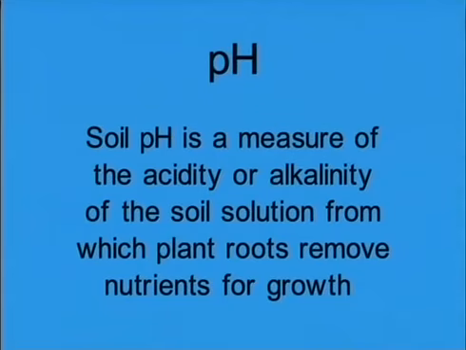On the bottom of page 24, under soil pH, it tells us that pH is a measure of acidity or alkalinity in the soil from which plant roots remove nutrients for growth. pH is very, very important from a standpoint of how it helps to determine which nutrients are soluble and therefore available in the soil. As I indicated earlier, this is pretty much a checkoff.